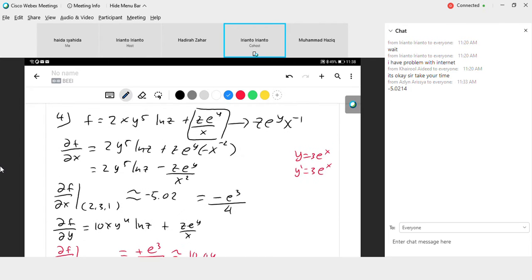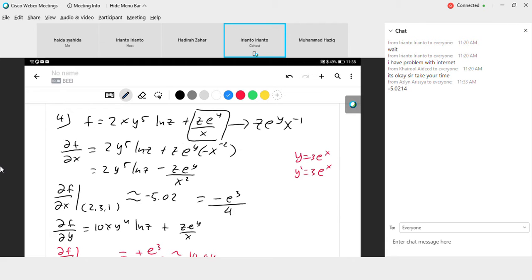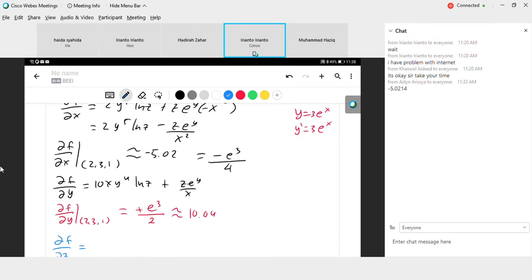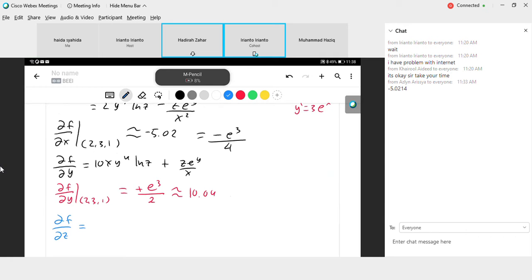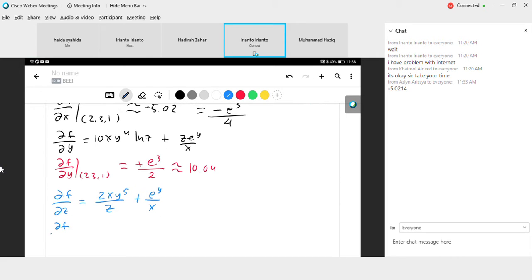Okay, so with respect to z, what is the partial derivative? 2xy to the power of 5 over z, not 4, 5, yeah. Plus e^y over x, correct? So again, they're asking about the partial derivative of f with respect to z when (2, 3, 1).